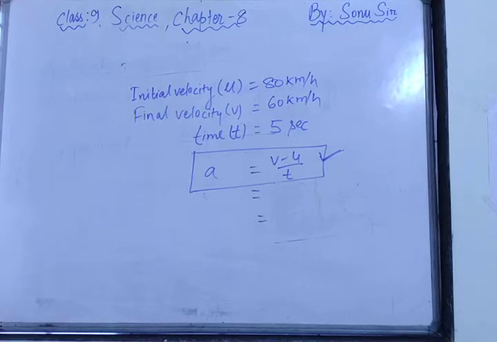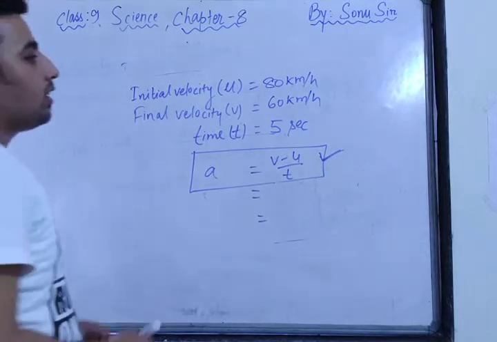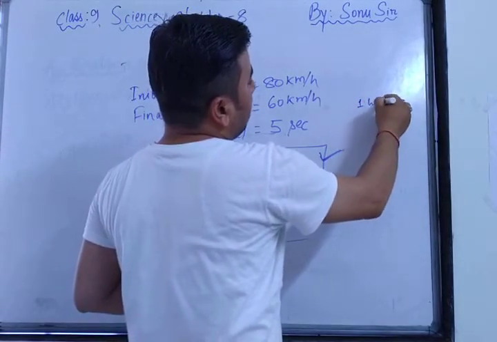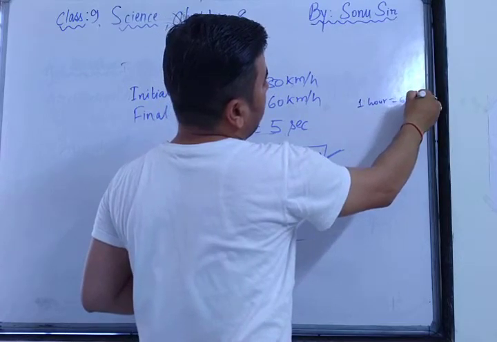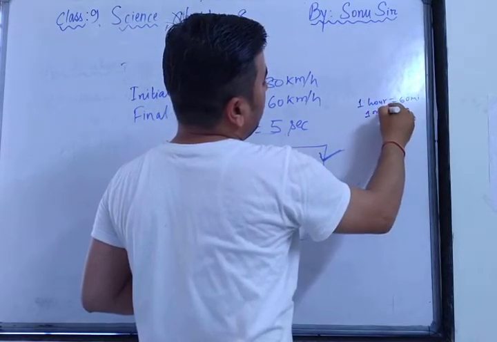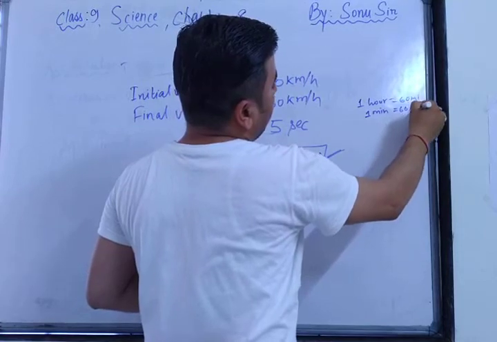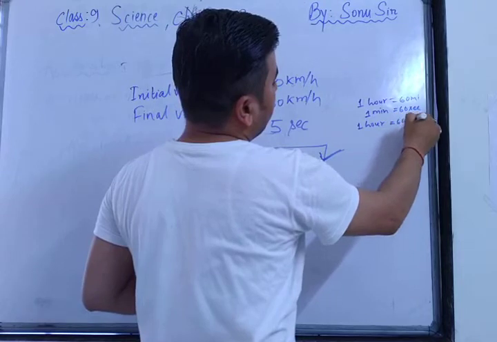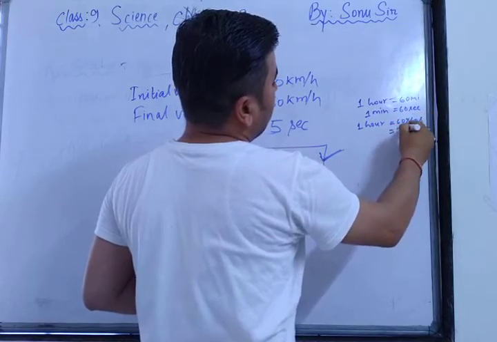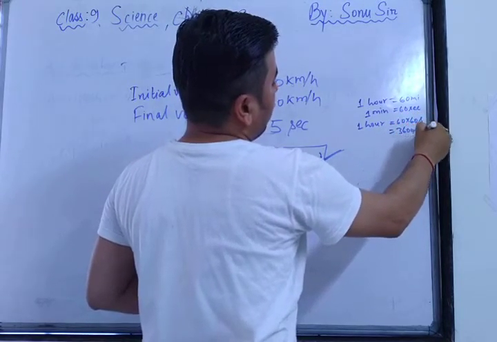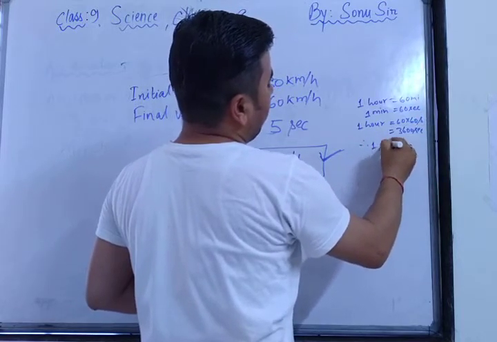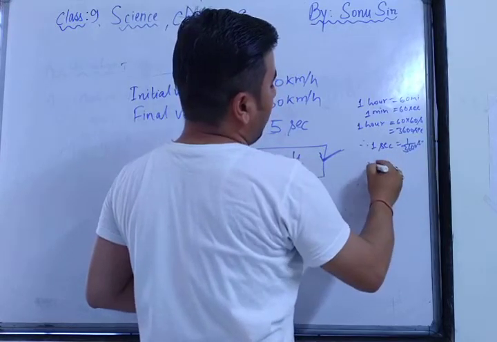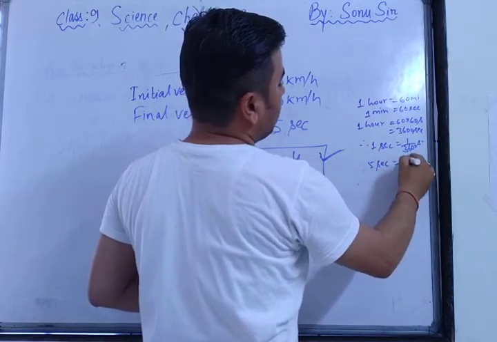Can you tell me 1 second is equal to how much hour? See, 1 hour is equal to how many minutes? 60 minutes, right? And 1 minute is equal to 60 seconds. So 1 hour is equal to 60 into 60 seconds, which is equal to 3600 seconds. So 1 second is equal to 1 by 3600 hour, and 5 seconds is equal to 5 by 3600 hour.